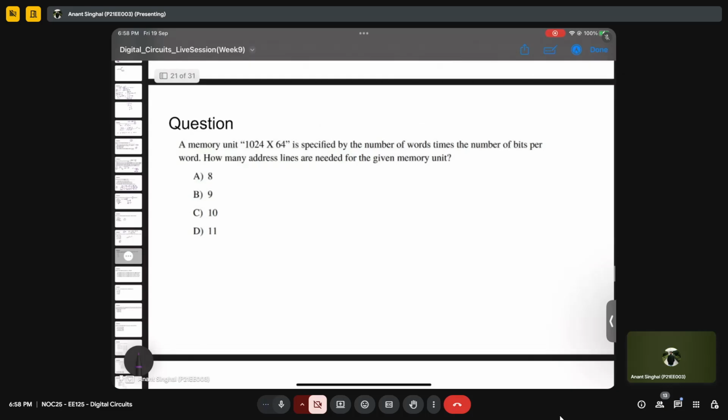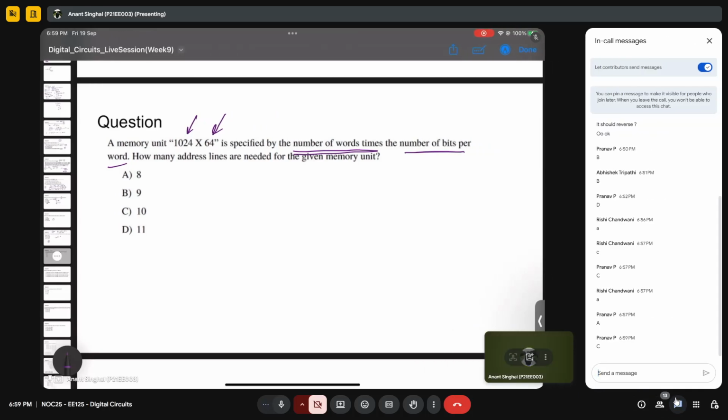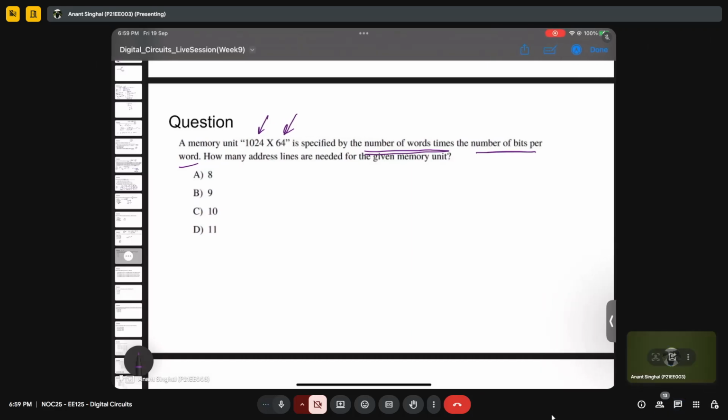Okay, we have a similar problem again. It says a memory unit 1024 cross 64 is specified by the number of words times the number of bits per word. So the number of words is this, and the number of bits per word is this. It says how many address lines are needed. Again, this is the same question. You can try it out and let me know in the chat box quickly. I've already got one answer, C. I'll wait for one more minute and then I'll also solve it.